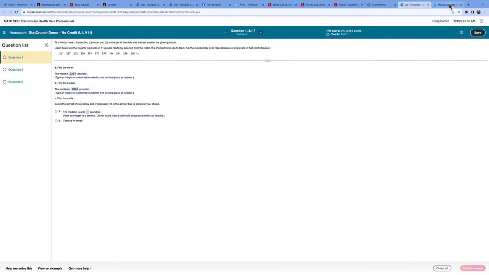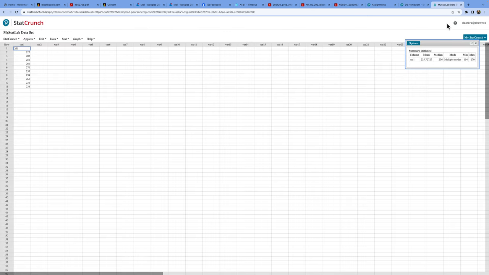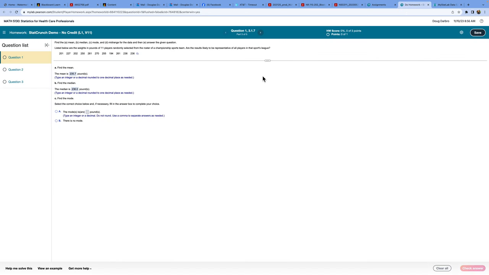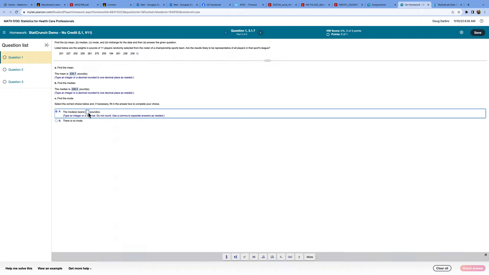Find the mode. It says the mode. There are multiple modes. So in this case, we'll have to eyeball these. So it looks like to me that 236 and 236 are repeated, and 261 and 261 are repeated. So I'm going to put that in, 236 and 261.